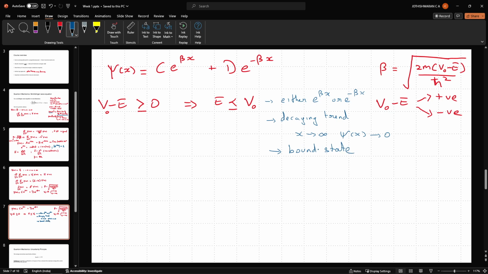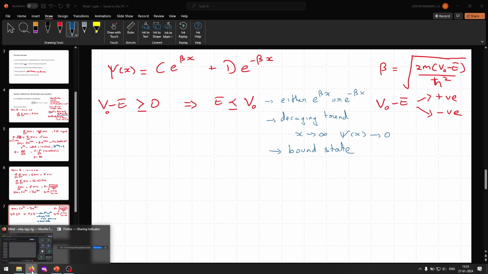Whenever we are considering bound state solutions, we establish a potential and we say that our quantum particle is bound in that potential. So what does that imply in terms of energies? It implies exactly this: whatever the value of our potential, the energy of the particle has to be less than or equal to the potential.